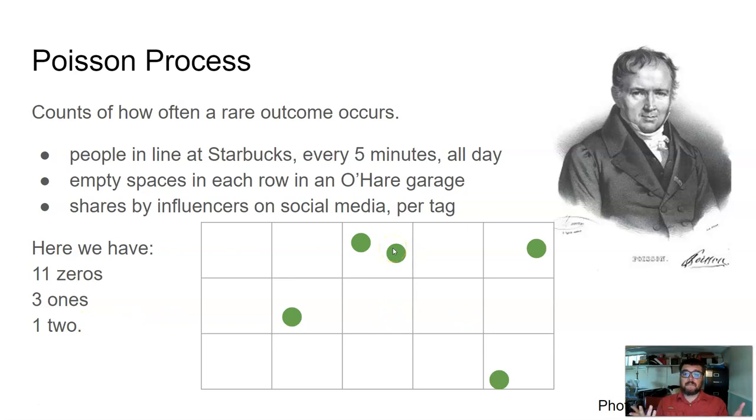And so empty spaces in each row in our garage. Empty spaces are pretty rare. How many times a tag gets shared by an influencer, or how many people are in line at Starbucks. Most of the time it's empty, and then a few times there's like a million people in line, especially right outside my classroom.